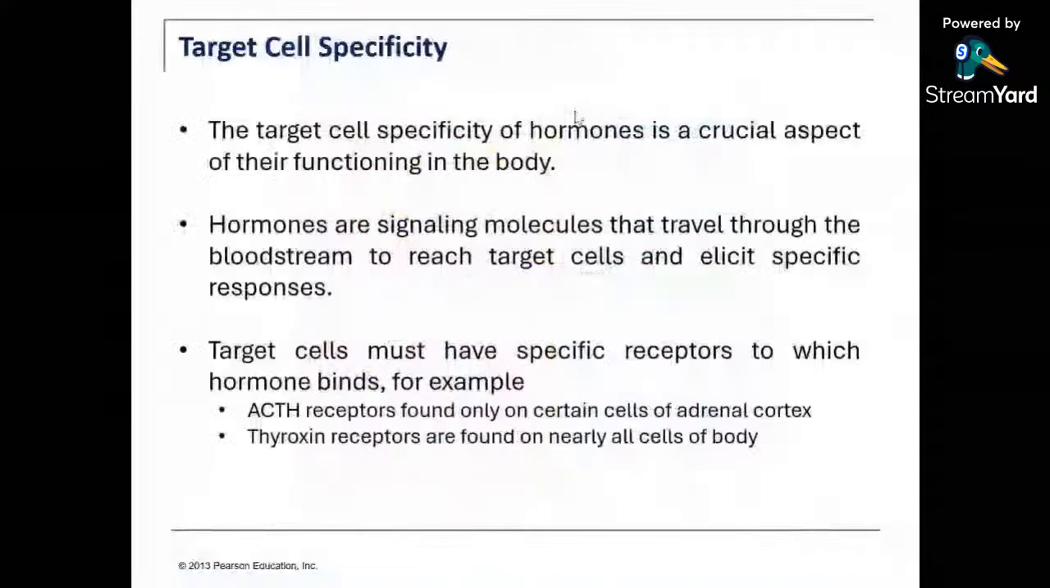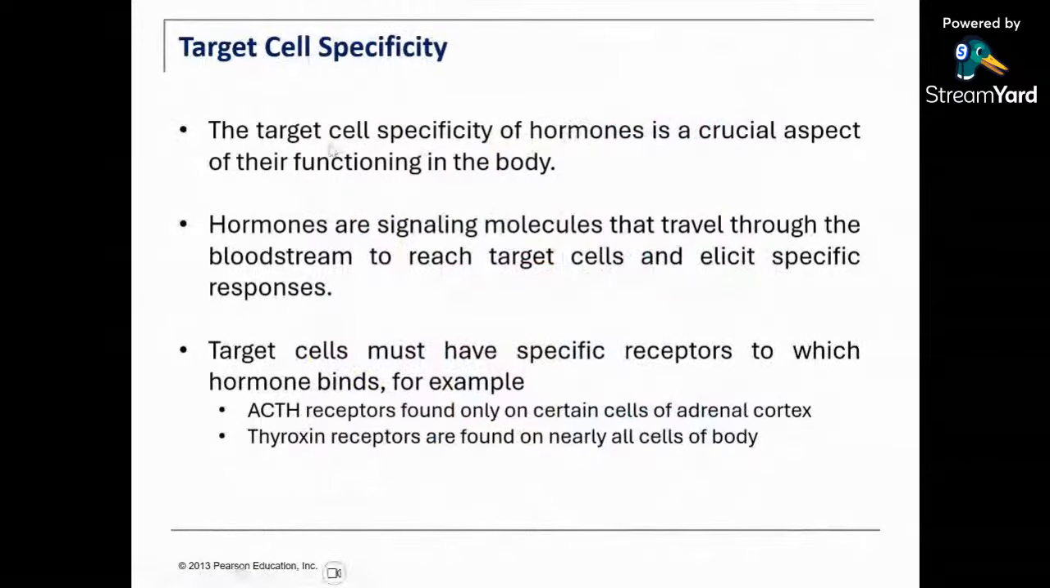The hormone has target cell specificity. The target cell specificity of a hormone is a crucial aspect of its functioning in the body. Hormones are signaling molecules that travel through the bloodstream to reach target cells and elicit a specific response. The target cell must have a specific receptor to which the hormone binds. For example, adrenocorticotropic hormone has a specific receptor on the adrenal cortex. Thyroxine receptor is found in nearly all cells of the body.